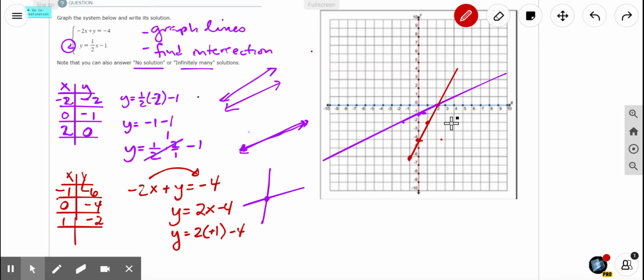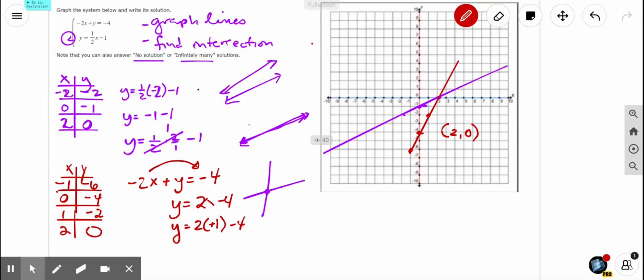Okay, the point is (2, 0). Now, when I plug that back in, it should be a solution to both of them. I can already see that it was. I actually graphed it in that one. If I wanted to check this line, I could plug in a 2, and I would go, okay, 2 times 2 is 4, 4 minus 4 is 0. So you can see that is a solution to both equations. And that's it. Graph them, look for the intersection. That's all there is to it.